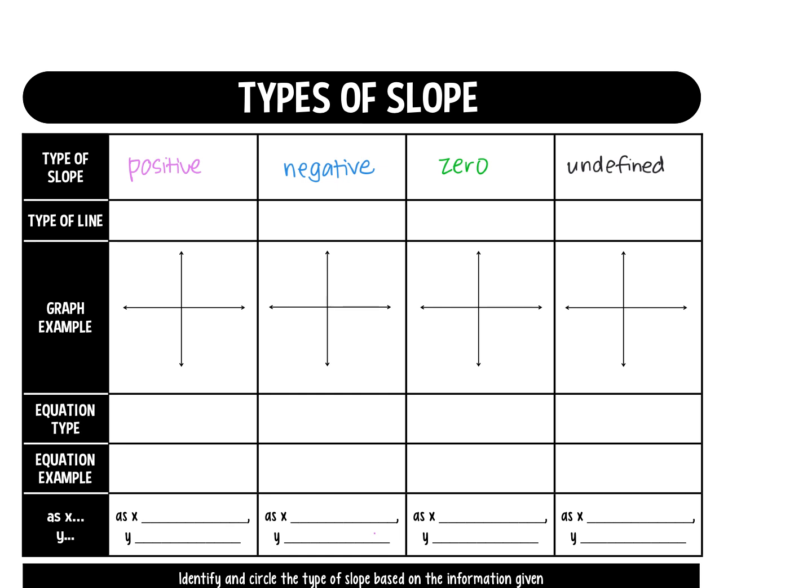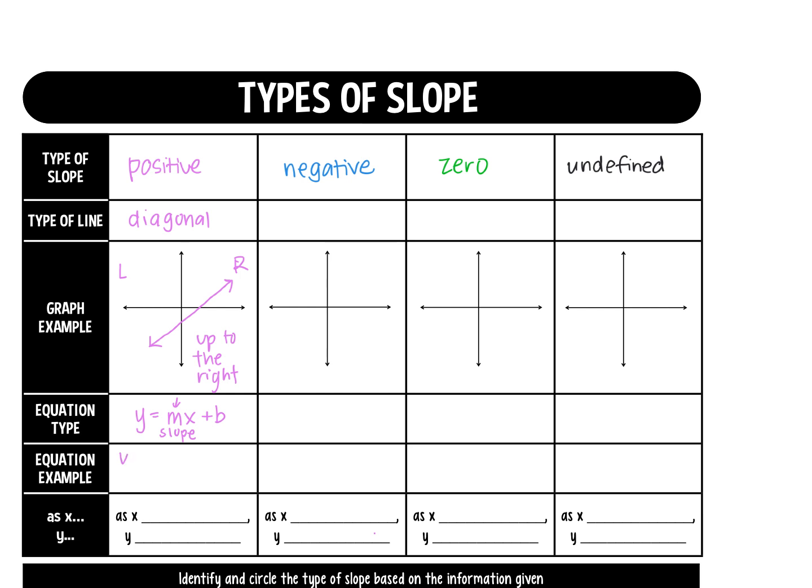So the type of line that a positive slope in an equation gives us is a diagonal line. When the slope is positive, our line goes up to the right. So going from here's left, here's right, we're going in the upward direction. Our equation type is going to be in the form of y equals mx plus b, where m is our slope. So this number right here is always going to be a positive number. Now it can be a fraction, it can be a decimal, but it's always going to be a positive number.